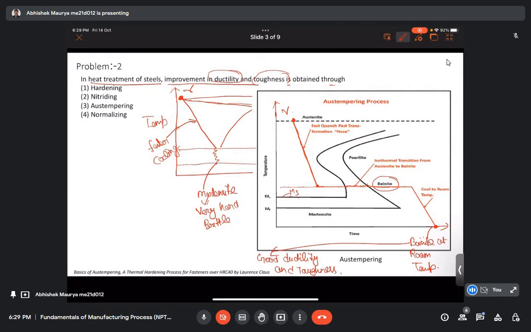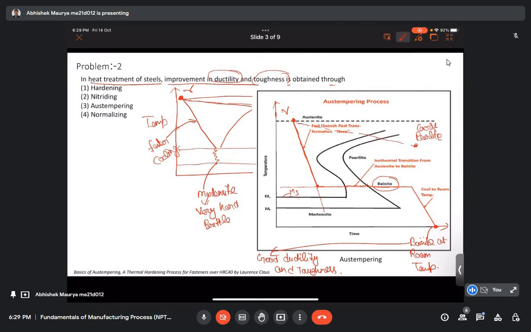Whereas if we would have cooled it down to room temperature at a very fast rate, then what would have happened? We would have got the martensite, which is very brittle and hard. If the cooling rate was very slow, then we would have got the pearlite, coarse pearlite, and that is very ductile.